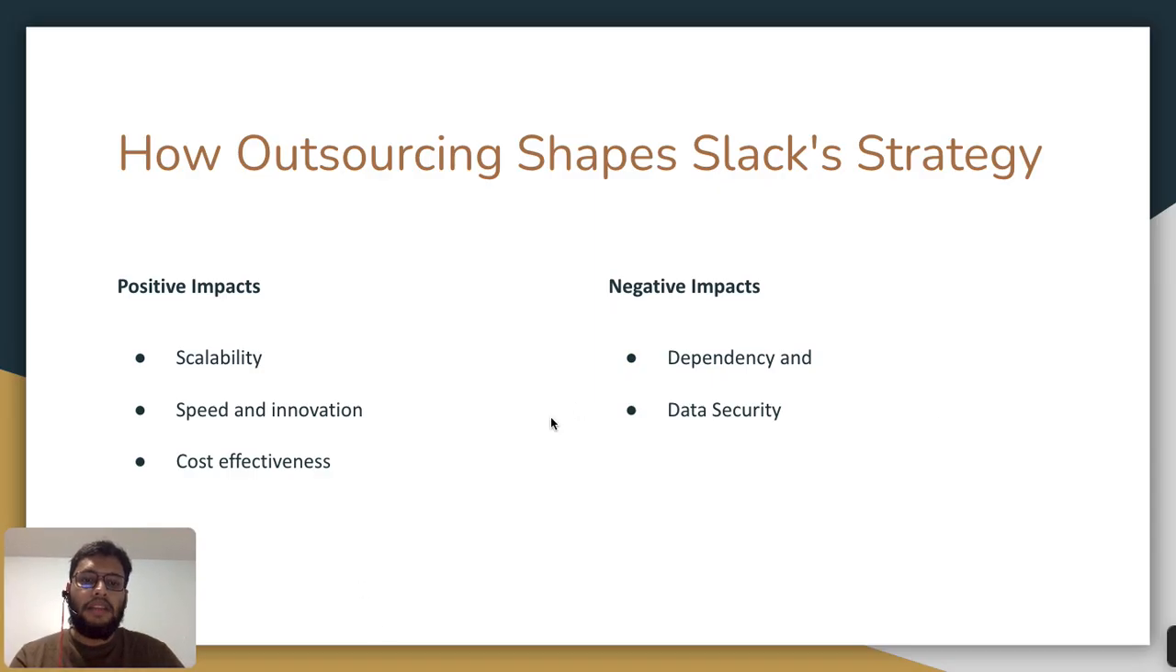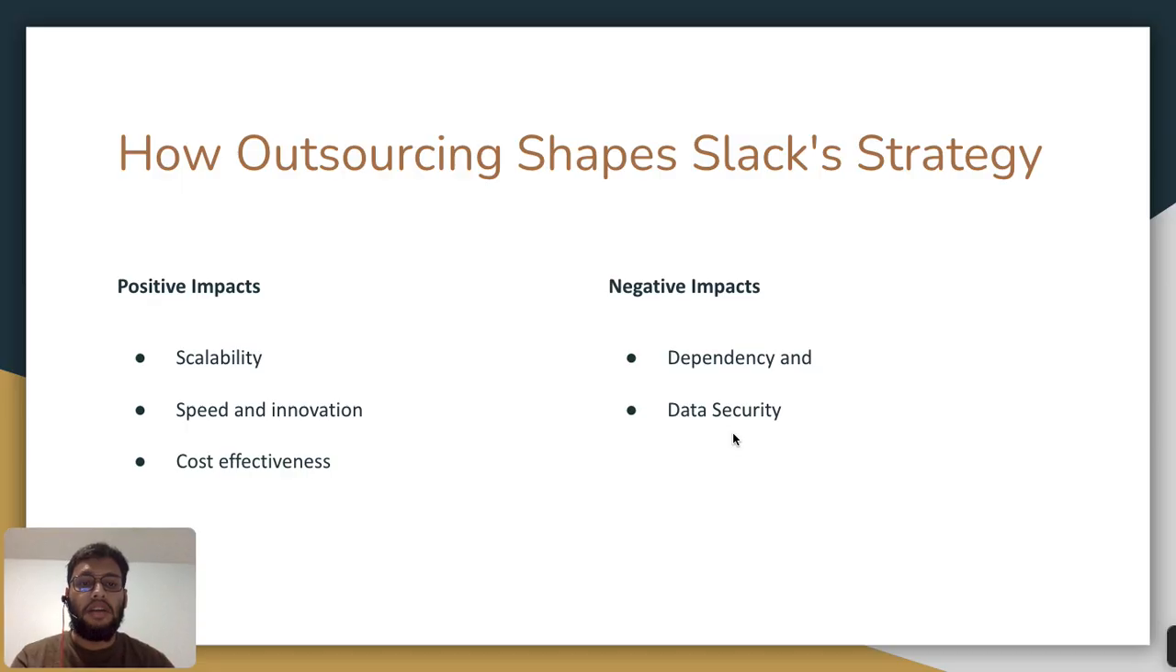However, there are some negatives. Their outsourcing creates a major risk of dependency. Slack is completely dependent on Amazon Web Services. If AWS has a major technical outage, which has happened a few times, Slack also goes down completely. The users cannot send messages, and this damages Slack's reputation at the same time.